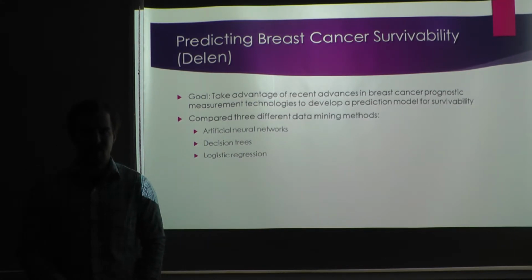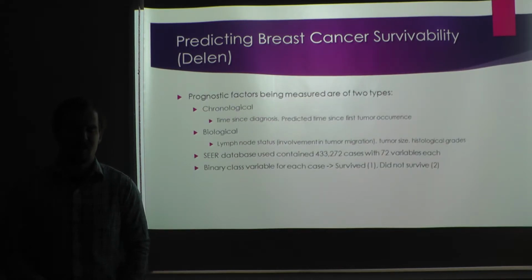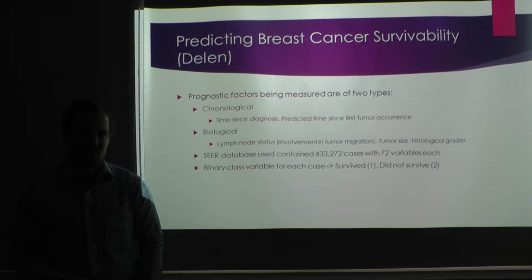The next is predicting breast cancer survivability. They wanted to take advantage of recent advances in medical imaging to develop a better predictive model for breast cancer survivability and prognostics. So they compared 3 different methods of data mining and predictive model creation: artificial neural networks, decision trees, and logistic regression. The prognostic factors being used were both chronological and biological, and they analyzed a SEER database which contained over 430,000 cases, and each case had a binary class variable, which was 1 survived or 0 did not survive.